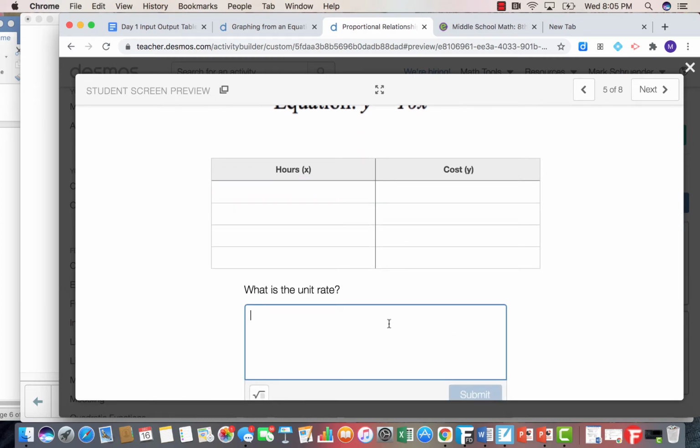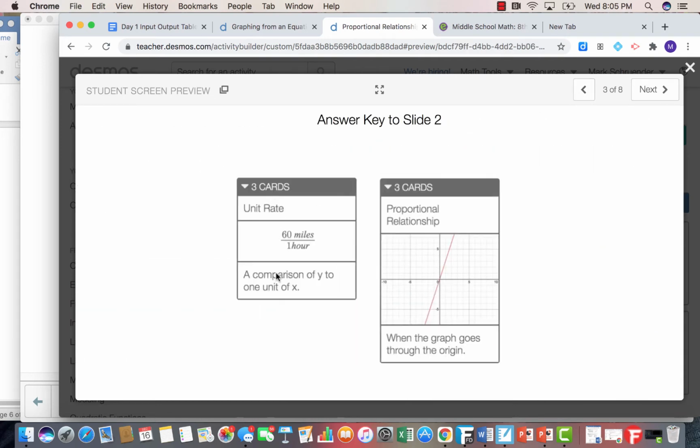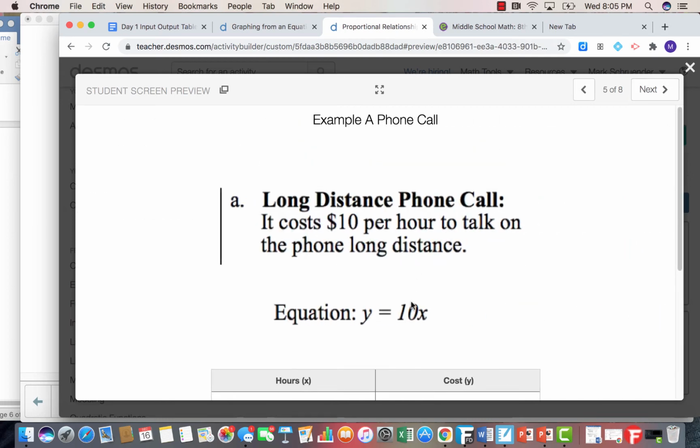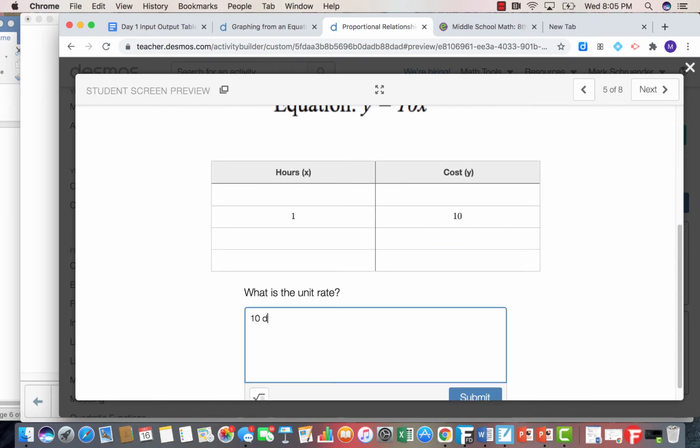And then as far as what the unit rate is, the unit rate, as we said on slide 3, it's a comparison of y to 1 unit of x. So 1 unit of x, remember, is $10. So I would say the unit rate is $10 per hour, something like that.